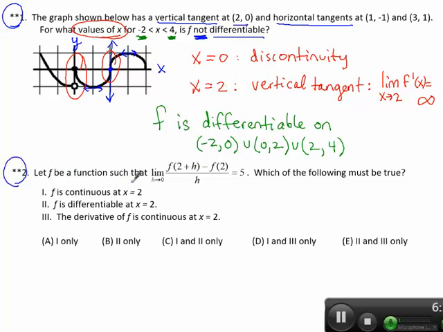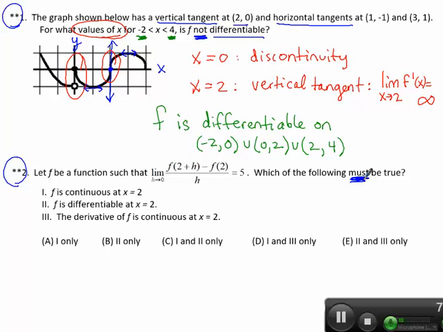Let f be a function such that the limit as h approaches 0 of f of 2 plus h minus f of 2 all over h equals 5. Which of the following must be true? Must is an important word. Not can be true or might be true, but has to be true.